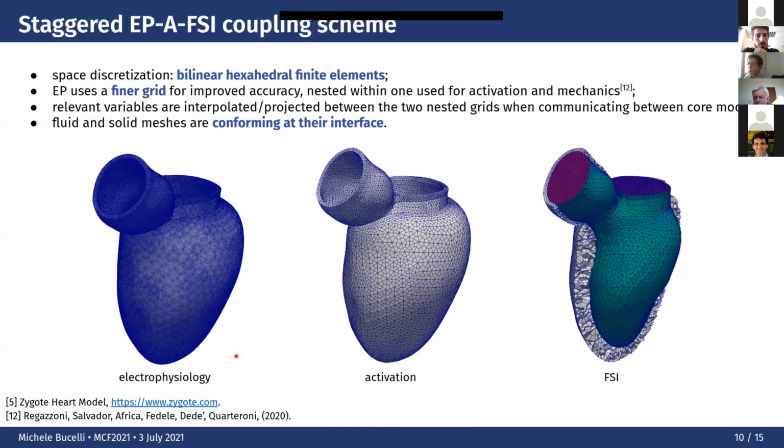Well, the interpolation from the coarse mesh onto the fine mesh, since the two meshes are nested, is exact, and there is no error there. I agree that we do lose something when projecting the result of electrophysiology onto activation, and the quantity essentially that we need to project is the calcium concentration from the fine mesh onto the coarser mesh.